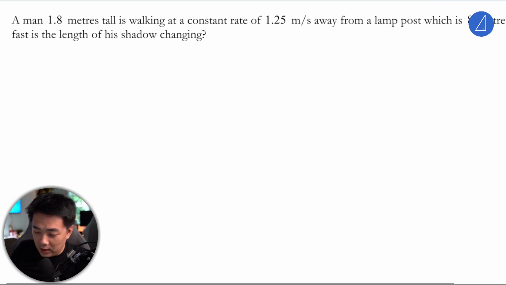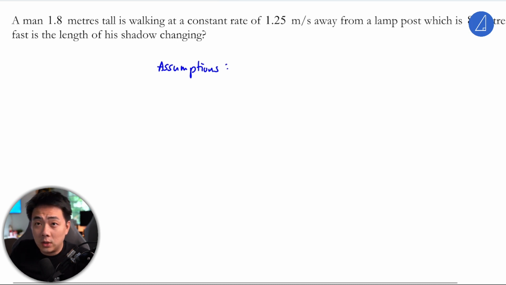How fast is the length of his shadow changing? Okay, I think there are a few things we need to assume. There are a few assumptions before we start, because I think the question is not clear.